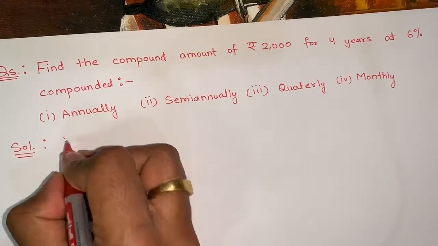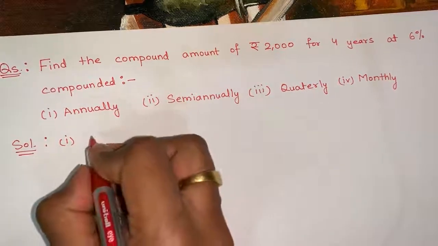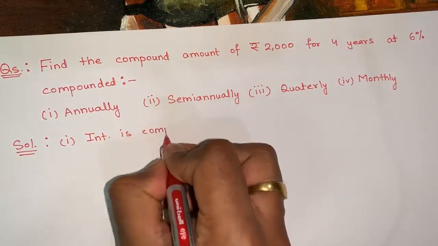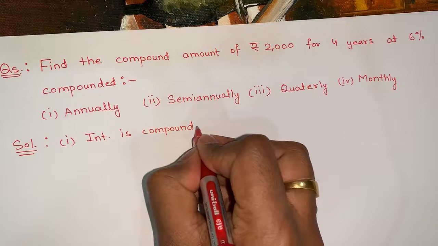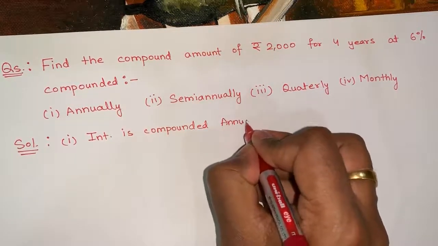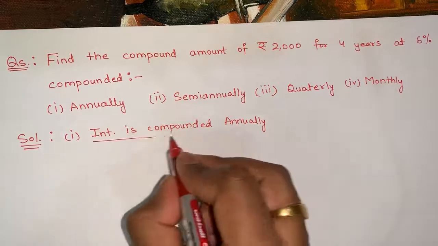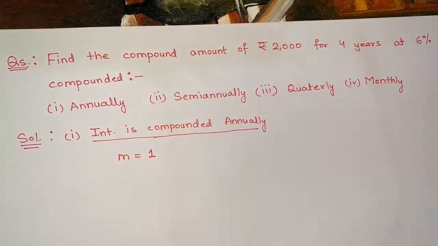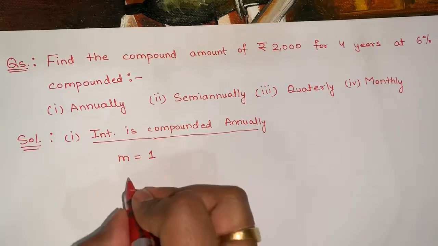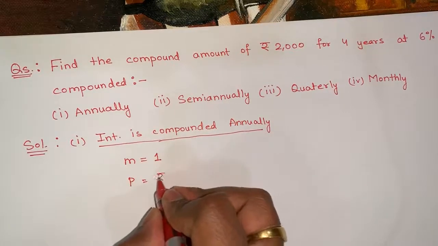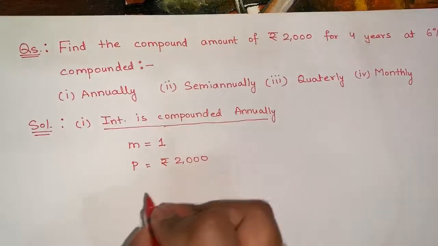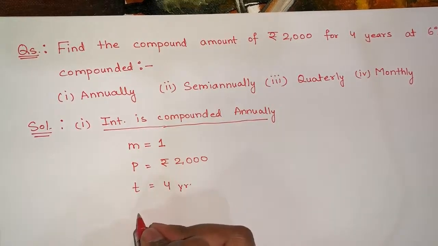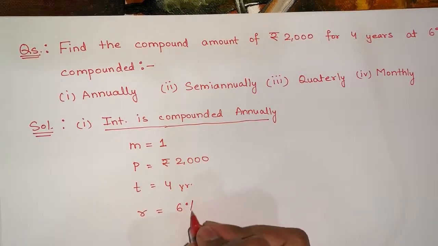So in the first part, if interest is compounded annually, then what would have happened? In this case, what would be my m? My m is equal to 1 because we are only compounding once a year. My principal is equal to rupees 2000. My time is equal to 4 years. My rate of interest, that is r, is equal to 6%.